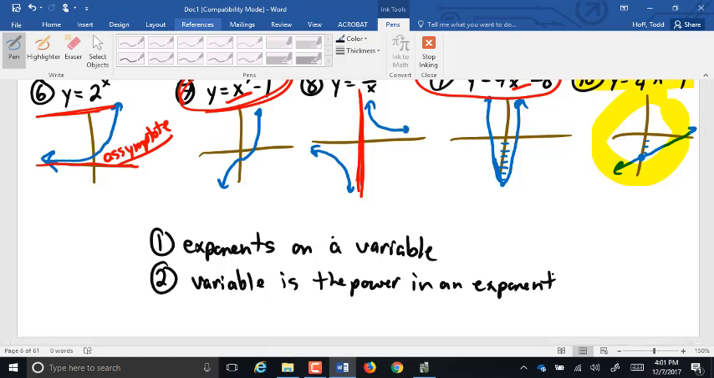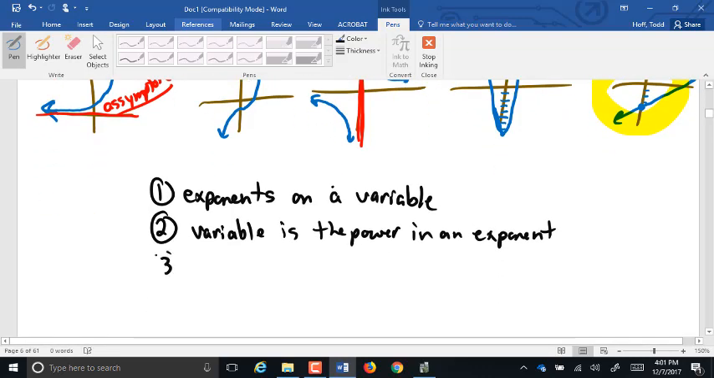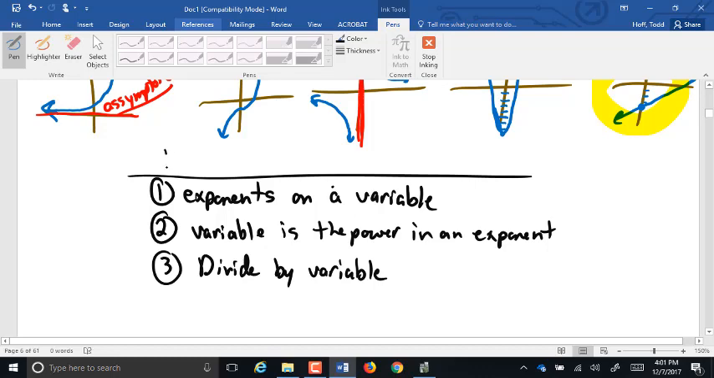Then the final thing is number 8 here. What's going on there? Be brave. 8 over x is 8 divided by x, so that would be dividing by a variable. These things here that we just listed off are what I call the 3 don'ts of linear equations.